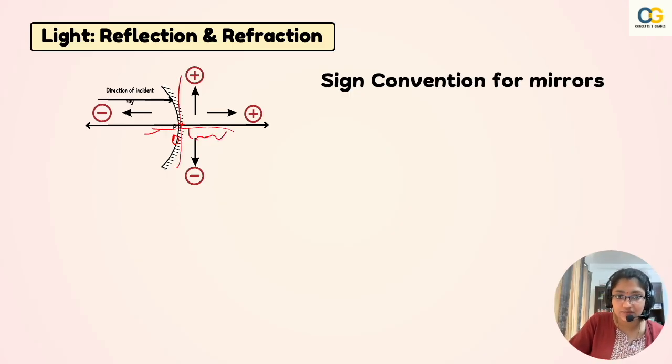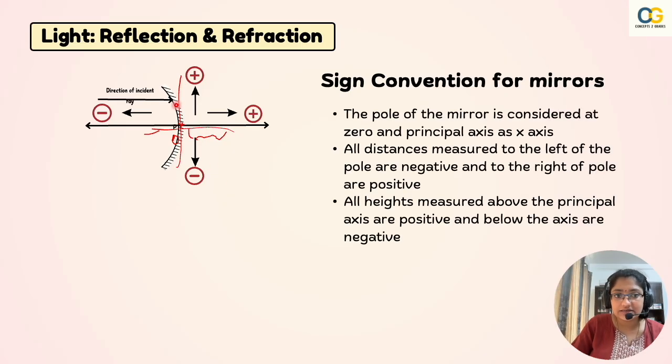In that sense, anything that is on this side of the number line is positive, same like your number line. Anything that is this side is positive, anything above is positive, and anything on your left is always negative. This is where your negative numbers are, and anything which is below is negative. So the pole of the mirror is always considered as 0 and the principal axis is taken as the x-axis. So all distances measured to the left of the pole are considered to be negative. Any distance measured to the right is considered positive. Above is positive, below is negative.